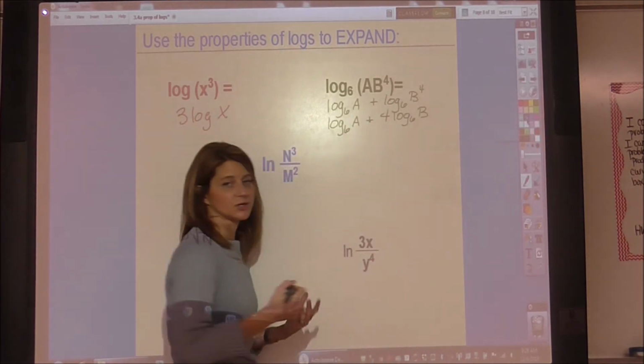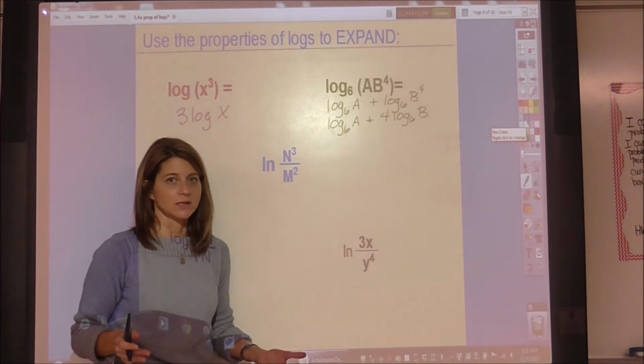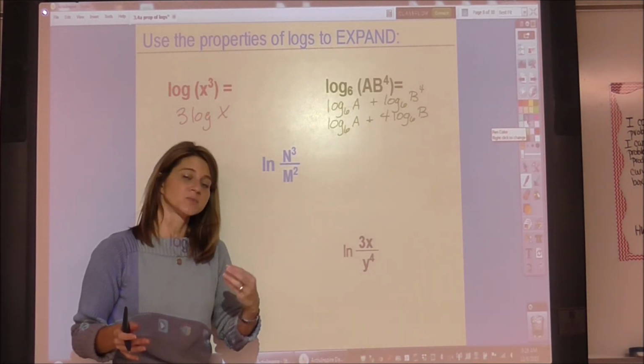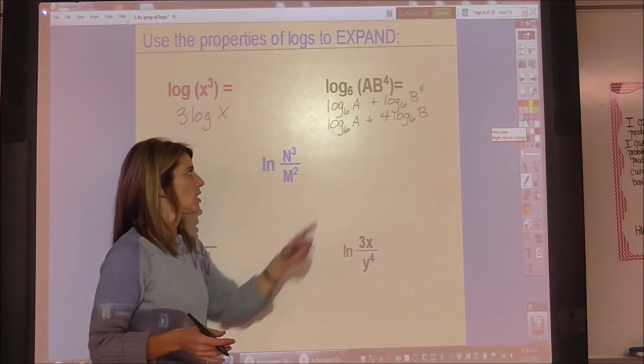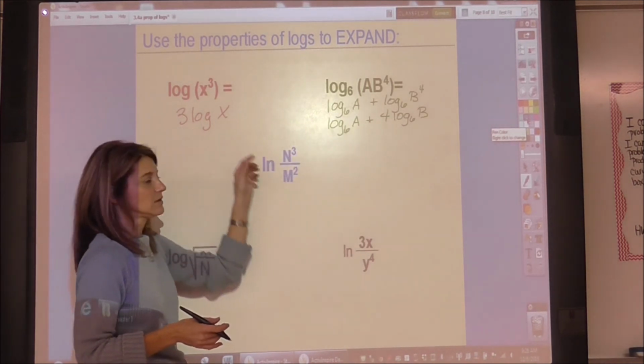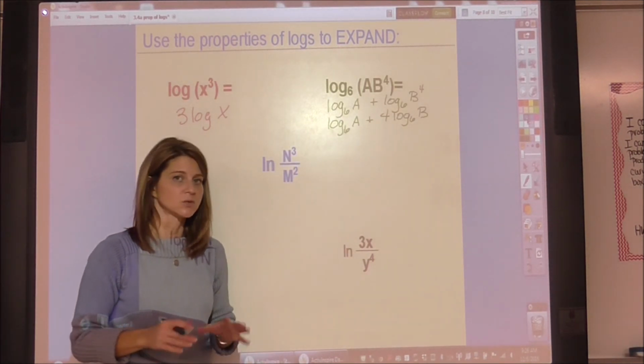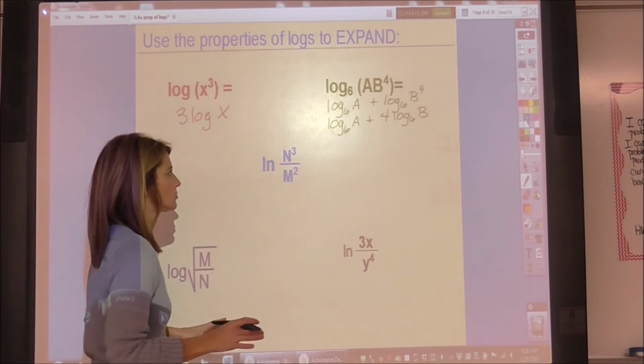Okay? Hey, what about this one in the middle? Now, this one says natural log. I promise it works exactly the same way, because remember, natural log just means log base e. We've written log base 6, we've written log base 10. This just happens to be log base e, so it's all the same thing. You can just keep writing natural log.